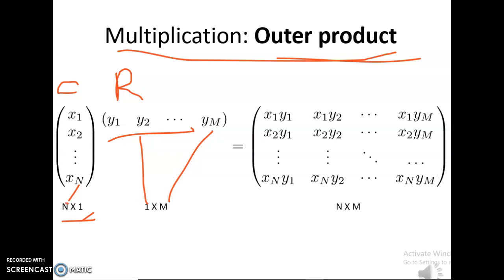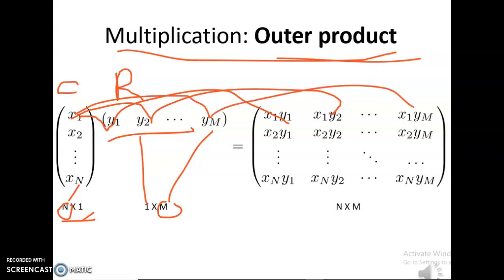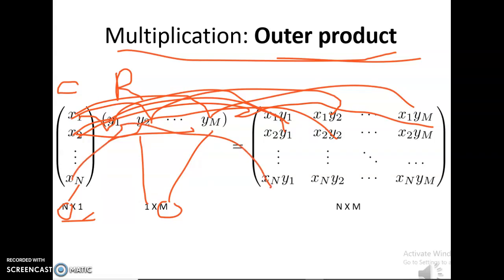So n and m we are going to multiply. x1 y1, x1 y2, up to x1 ym; x2 y1, x2 y2, up to x2 ym; up to xn y1, xn y2, up to xn ym. This is called an n by m matrix.